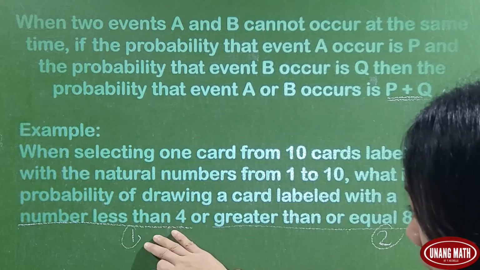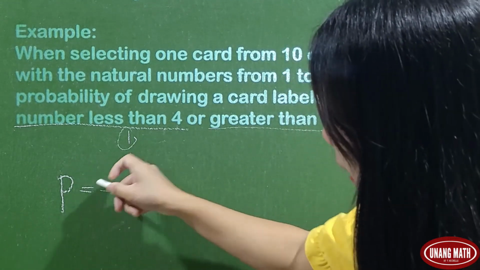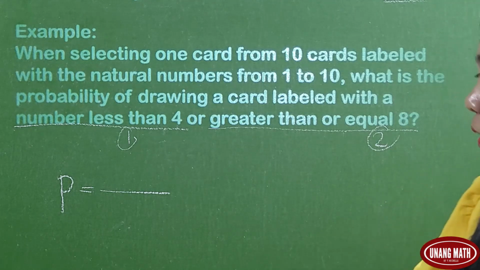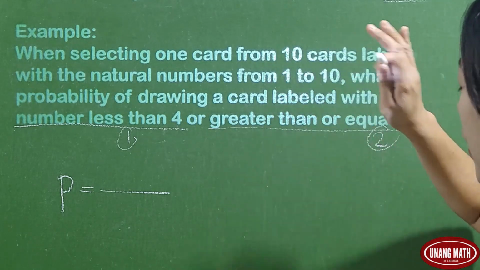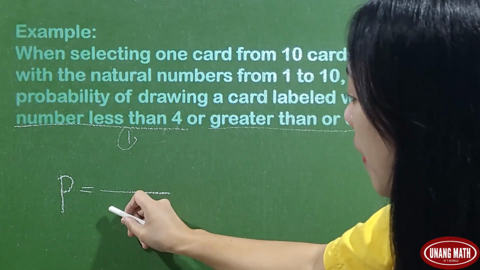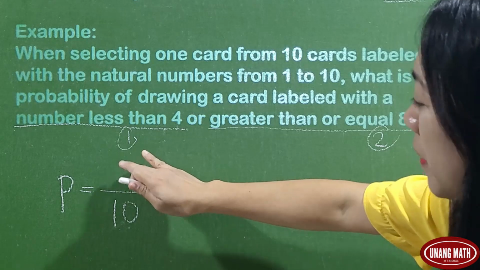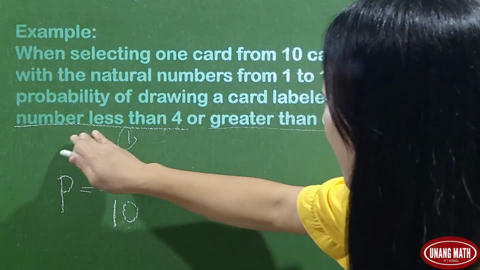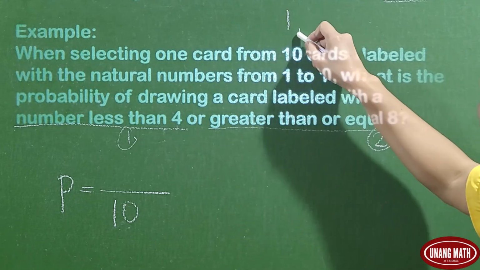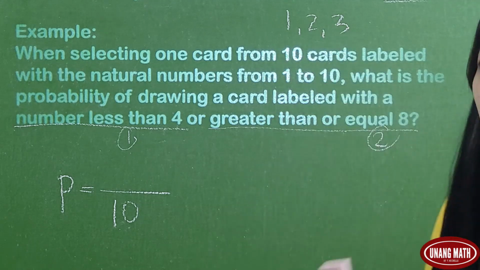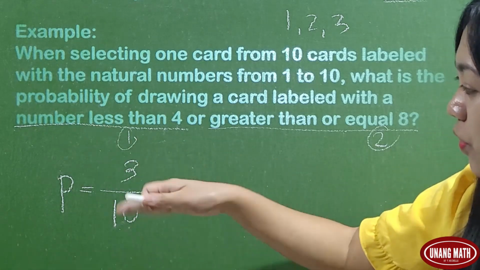To get the probability of our first event, probability would be the favorable outcome over the total possible outcome. Since we have 10 cards and we are just going to choose one card, the total possible outcome is 10. What about the favorable outcome? Numbers less than 4. From numbers 1 to 10, numbers less than 4 are 1, 2, and 3. So we have 3 favorable outcomes, and the probability for our first event is 3 over 10.